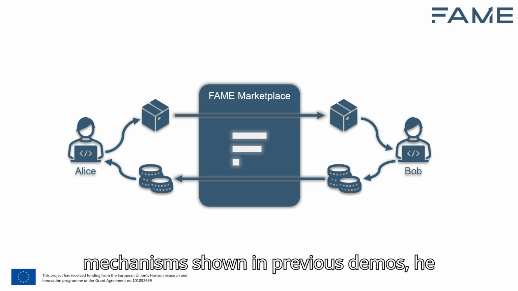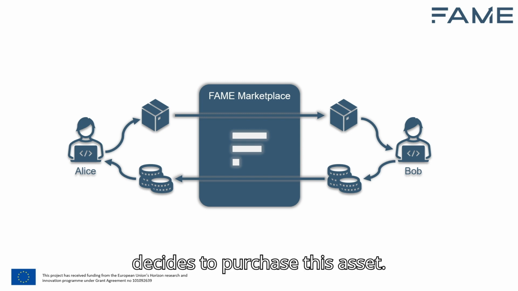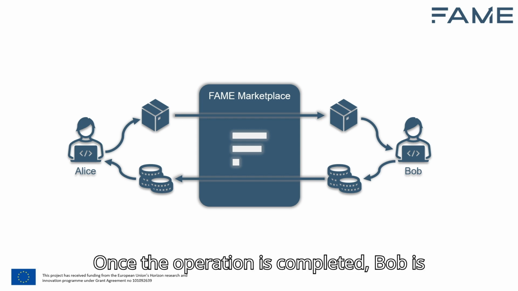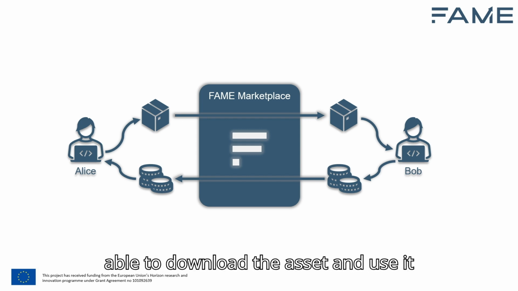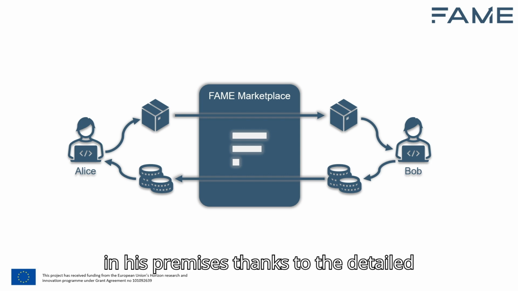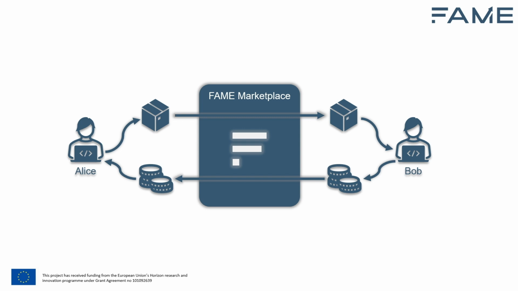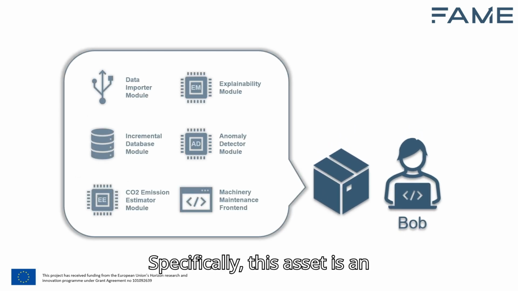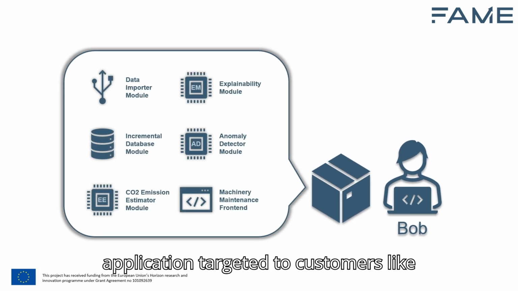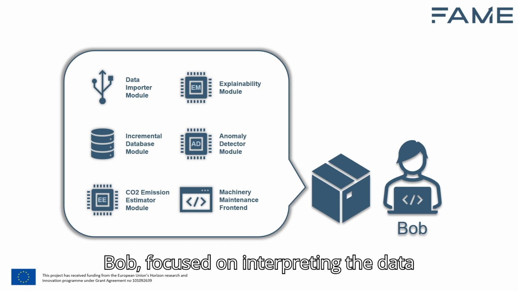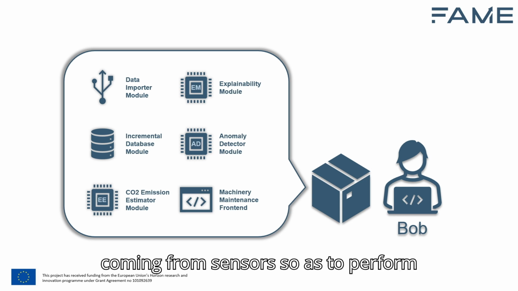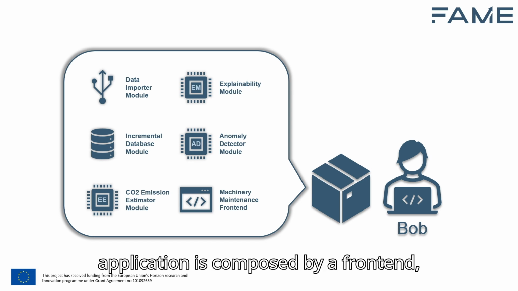Using the mechanisms shown in previous demos, he decides to purchase this asset. Once the operation is completed, Bob is able to download the asset and use it in his premises, thanks to the detailed instructions provided with it. Specifically, this asset is an application targeted to customers like Bob, focused on interpreting the data coming from sensors so as to perform machinery maintenance tasks.